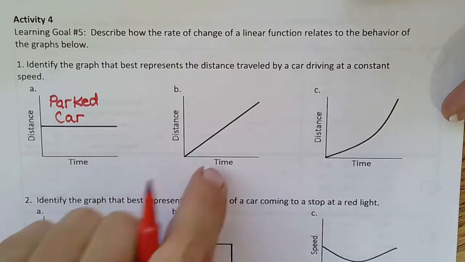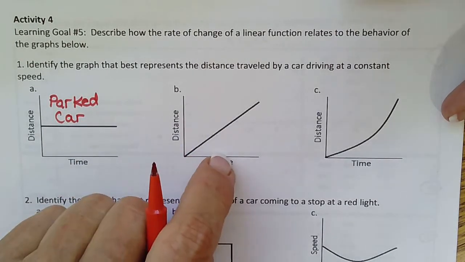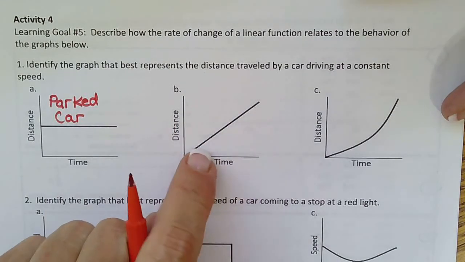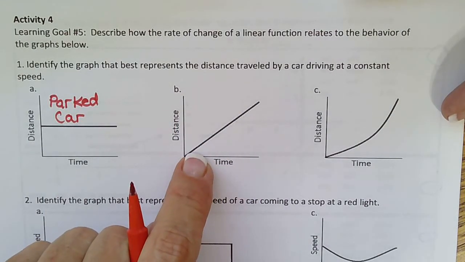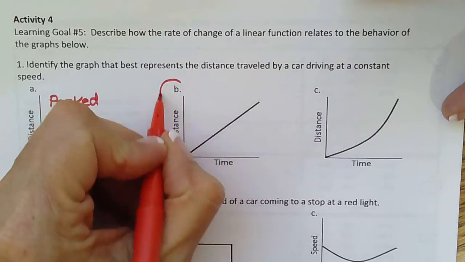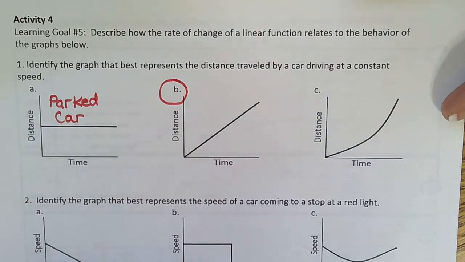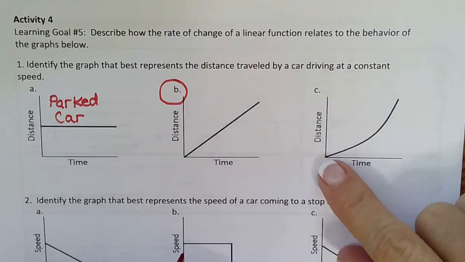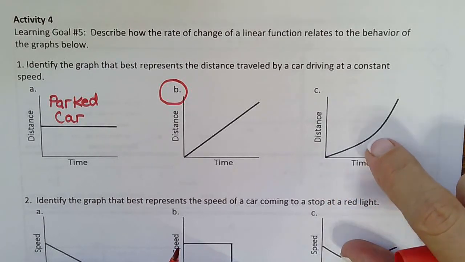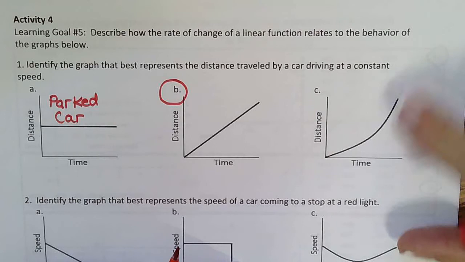This one, at time 1, they're this far from home. At time 2, they're further from home. At time 3, even further. Remember how we said lines have a constant rate of change? Constant speed. So this is the one. And the reason C isn't is because they're stopped, and then they're accelerating slowly, and then moving on.